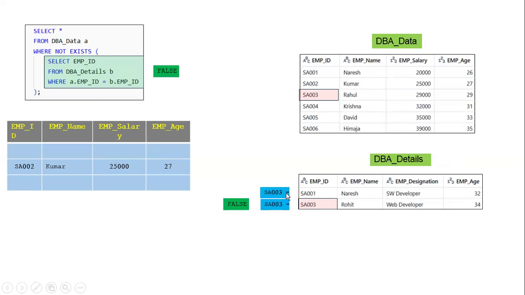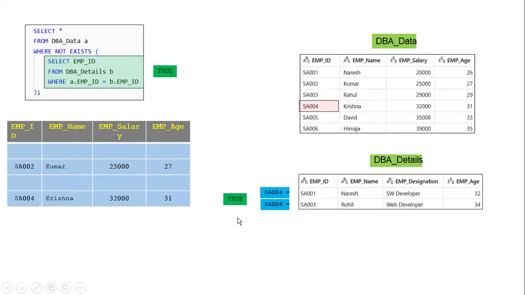So SA003 equal to, no, this is not equal. Next, SA003 equal to, see here it is matching. Since it is matching, it is false. So when you pass this false to the inner query, it won't give you any output. See here, for our first and third record, there is no output.